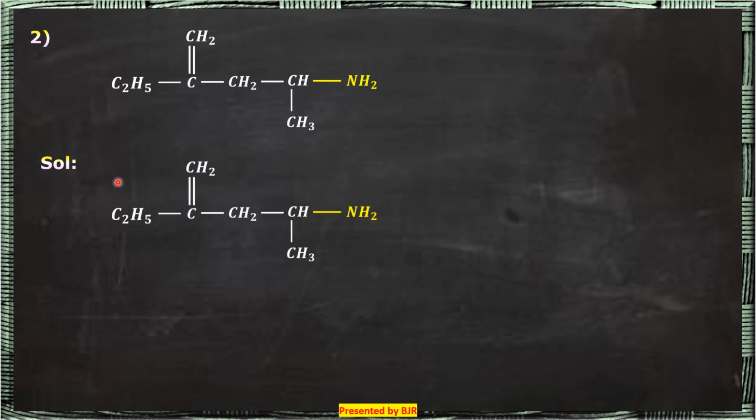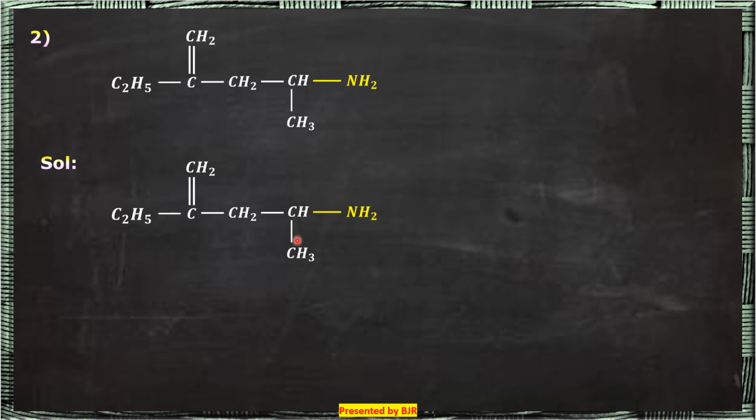Next, problem number 2. Solution. This is an organic compound contains amine functional group, NH2 functional group. In naming this organic compound, first we have to select the parent chain, that is the longest continuous chain of carbon atoms. This one is the longest continuous chain in this compound, and it contains 1, 2, 3, 4, 5, 6 carbon atoms in it.